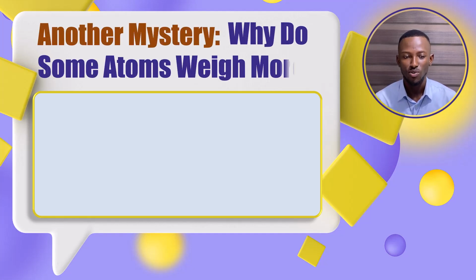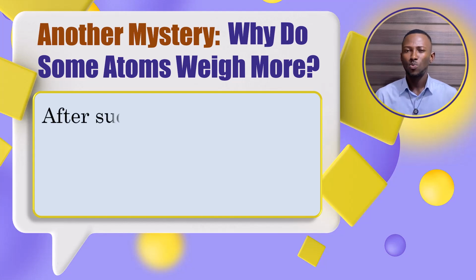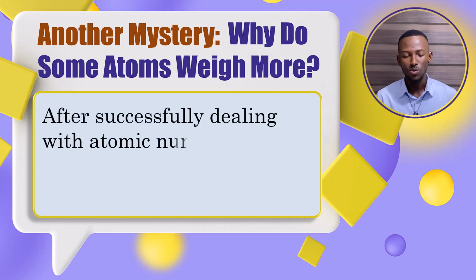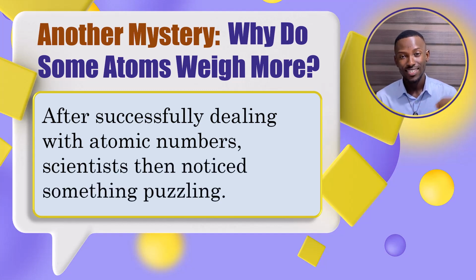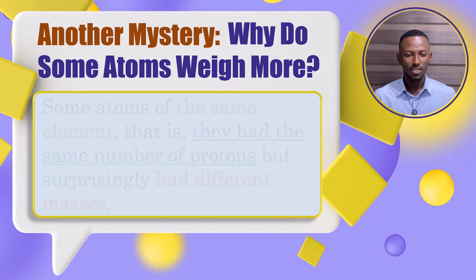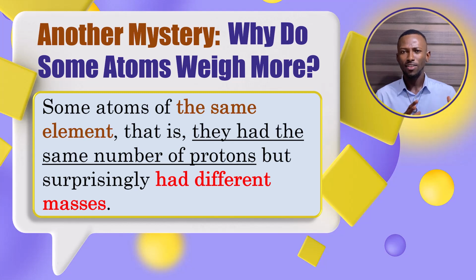Now, another mystery, why do some atoms weigh more? Scientists were successful in actually dealing with atomic number, explaining it, and getting to realize that the number of protons determine the element we are considering. But there was actually another puzzling issue they needed to deal with. What was that? The fact is, some atoms of the same element, that means they have the same number of protons, ended up having different masses.